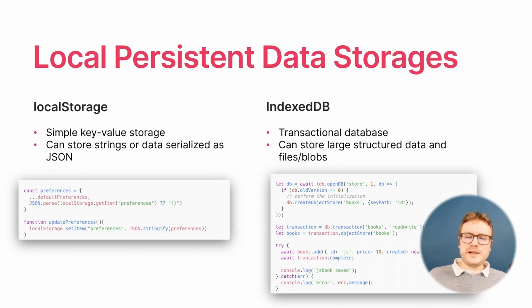So we have local persistent data storage technologies in client-side JavaScript today. We have local storage, for example, which is a simple key-value storage, and we have IndexedDB, which is closer to a transactional database and helps manage large structures, large blobs of data. So if you have a quite simple problem, you can go with local storage. And if you manage lots of information in your application, you probably want to have a look at IndexedDB.